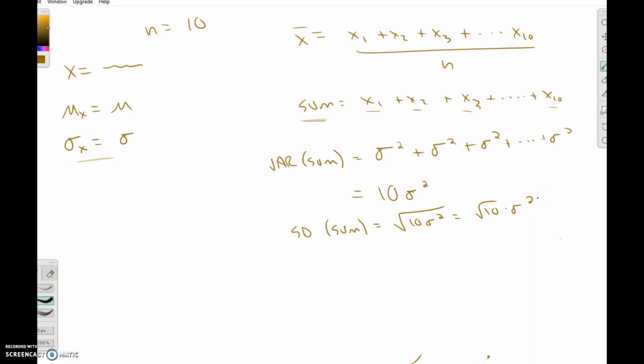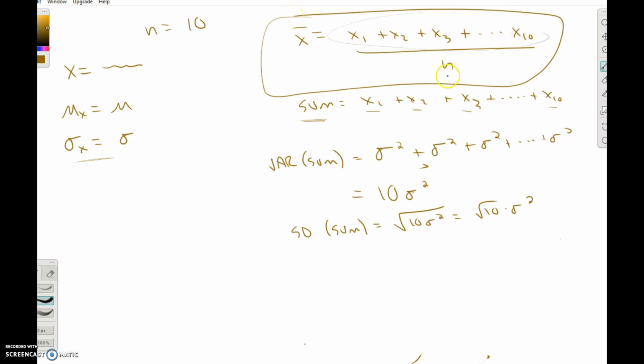But I want the standard deviation of the mean. Well, the mean isn't just the sum, it's the sum divided by n. So if I wanted the standard deviation of my X bars, then I would take this standard deviation.